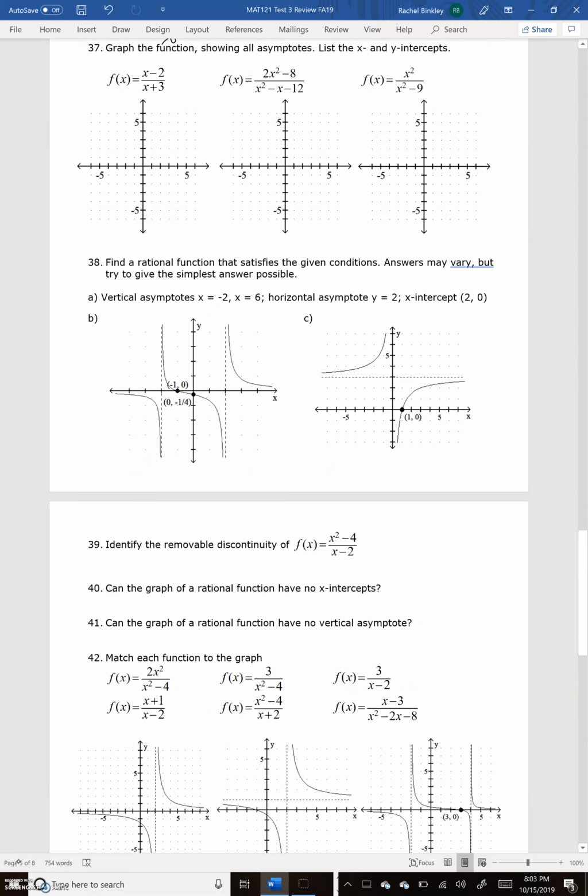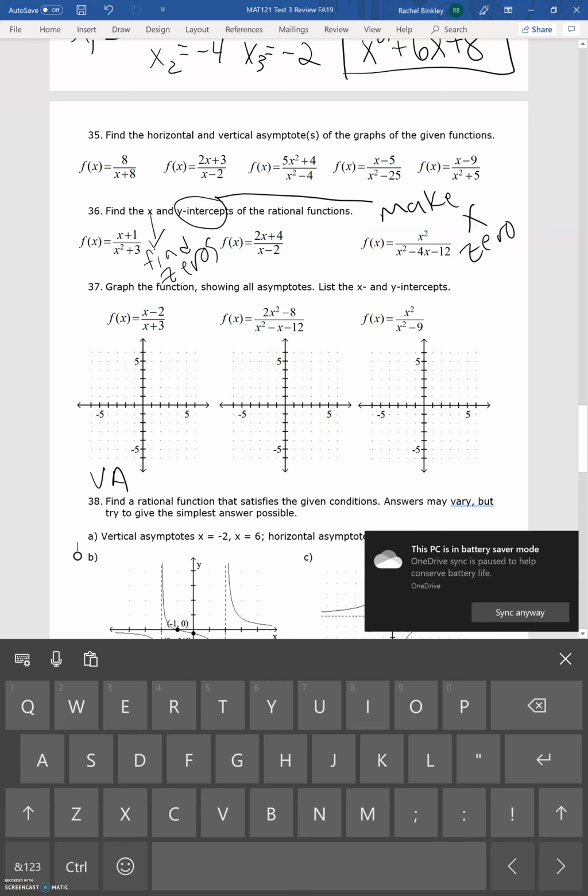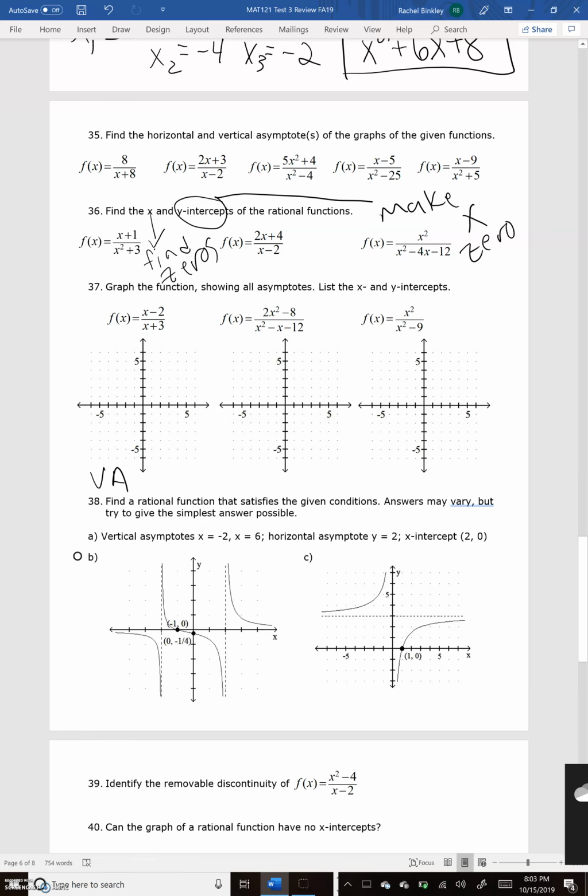So question 37. Graph the function showing all of the asymptotes. So here, you find the vertical asymptote by making the denominator 0. We're trying to figure out what value for x would make the denominator 0, because that's where it's never going to exist, and that's -3 for this first one. So -3 is going to be the vertical asymptote for this function.